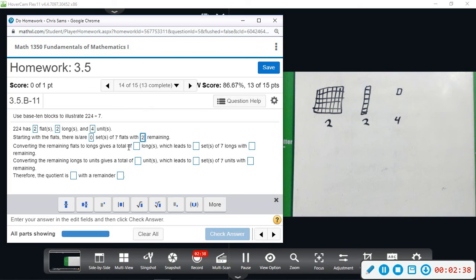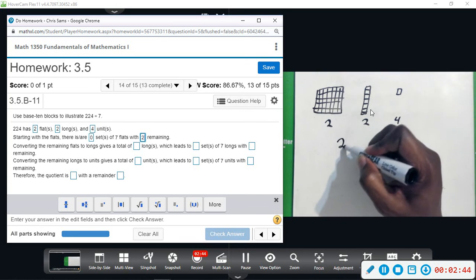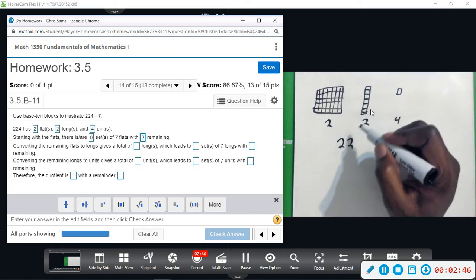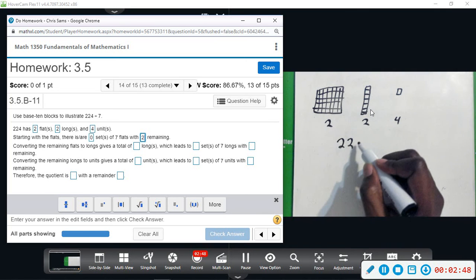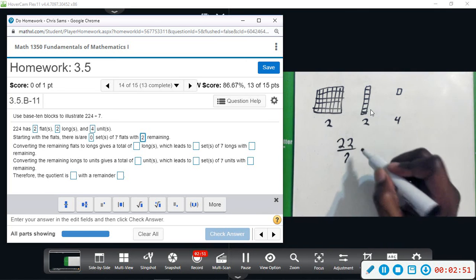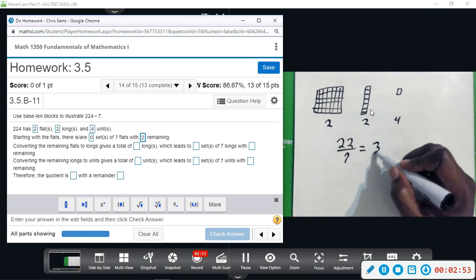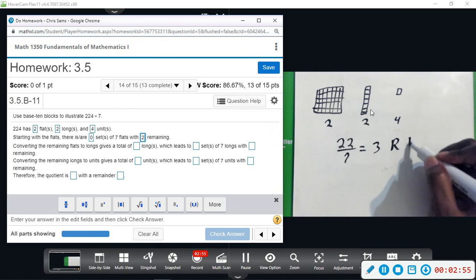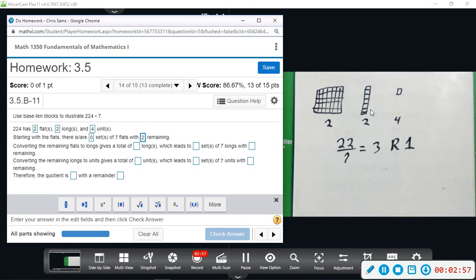We're going to convert these flats to longs. So there's 20 plus the 2. It's going to give us 22 longs. And if we divide this by 7, because we know how many groups of 7 we got, this will give us 3 groups of 7 with 1 remaining. Okay, so we would have a total of 22 longs, leading to 3 groups of 7 with 1 remaining.